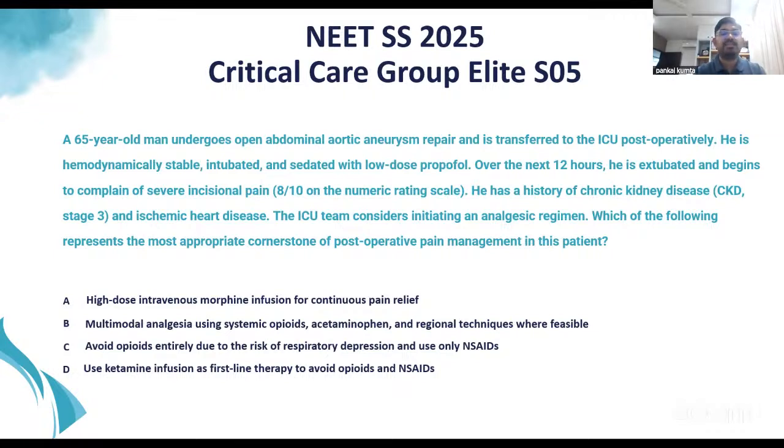Now, if you look at this question, it's a 65-year-old male with multiple comorbidities. He has CKD and ischemic heart disease, which could have predisposed him to the aortic aneurysm, and he has been operated on. With this kind of major surgery, you are expecting a kidney injury, so kidney function may be compromised and you need to keep a close watch. Overnight, luckily, because the surgeon was pretty good, the patient was hemodynamically stable.